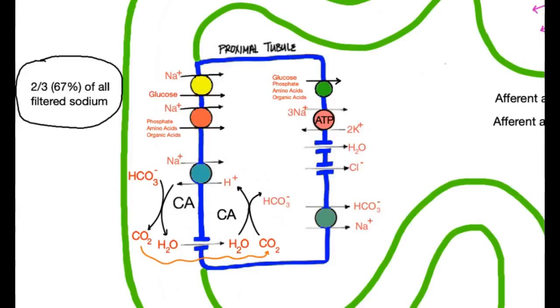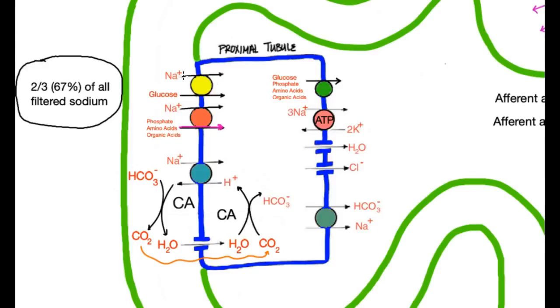So how is it being reabsorbed? It's being reabsorbed with a whole multitude of transporters. So think about all the stuff we just filtered. We just filtered glucose and bicarbonate, phosphate, amino acids, and organic acids. These are things that we really don't want to waste in the urine, and so we reabsorb them here in the proximal tubule through cotransporters.